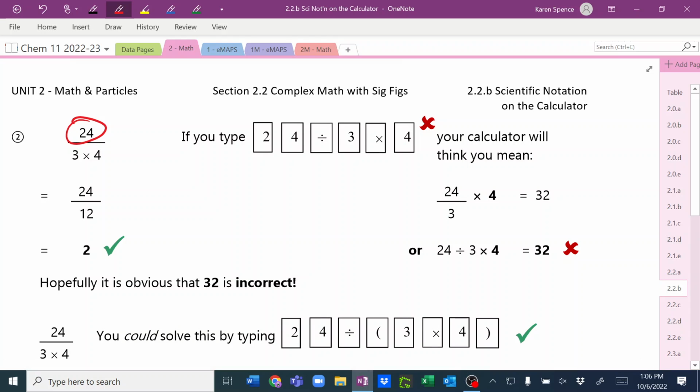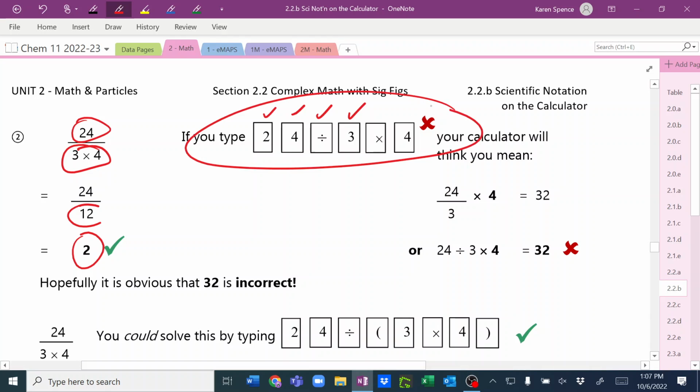Yes? If I type in 24 divided by 3, it will divide by 3, but then when I write times 4, it doesn't think that times 4 is down here. It thinks that times 4 is up on top. So what you wanted is 24 divided by 3 times 4, which is 12, which is equal to 2, and that's what you would get if you just did that in your head, yes?